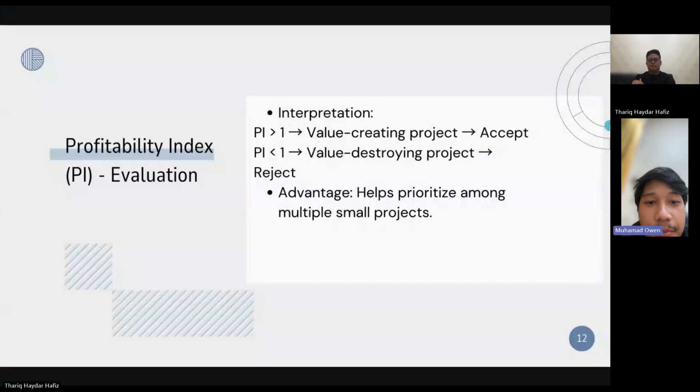So for the next is the profitability index, or we can say PI. For the interpretation, if PI is bigger than one, which means it is a value creating project, the project is accepted. If PI is lower than one, the project is value destroying, which means the project is rejected. The advantage of the profitability index is that it helps prioritize among multiple small projects.